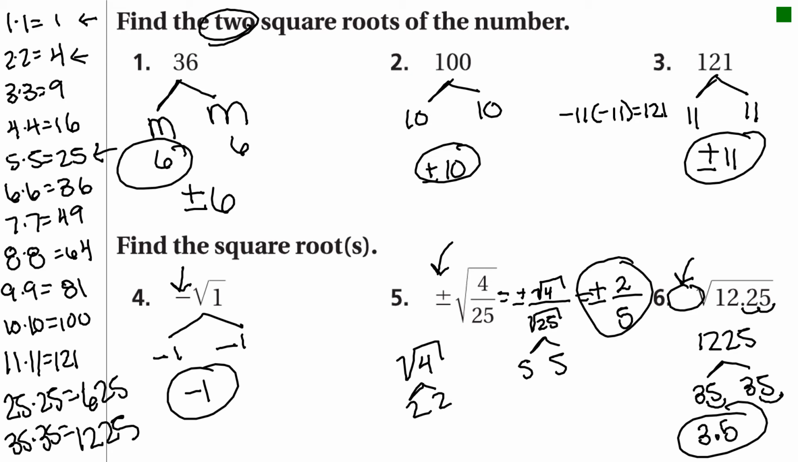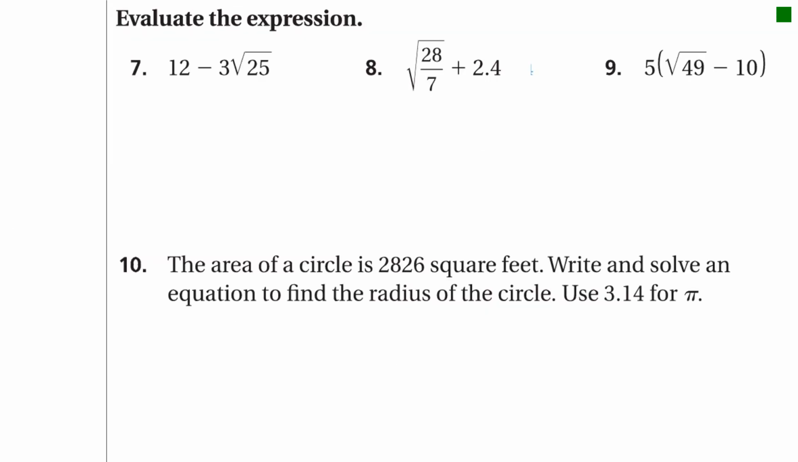All right, let's go ahead and evaluate it using some of the order of operations. All right, we're going to evaluate some expressions using please excuse my dear Aunt Sally, because there is no variable and no equal sign. So let's start with example 7.